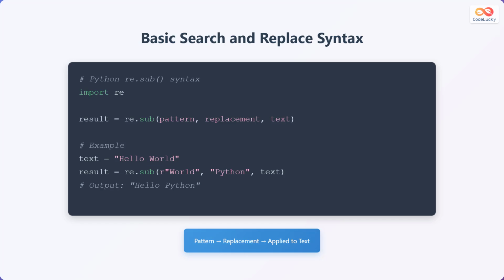Here's an example. If your text is "hello world", and you want to replace "world" with "Python", the code would be result = re.sub("world", "Python", text). The output would be "hello Python". Remember, the order is pattern, then replacement, then the text you want to apply the changes to.